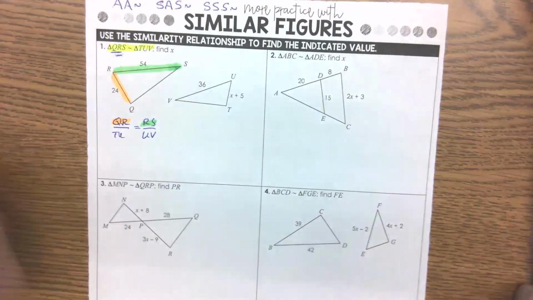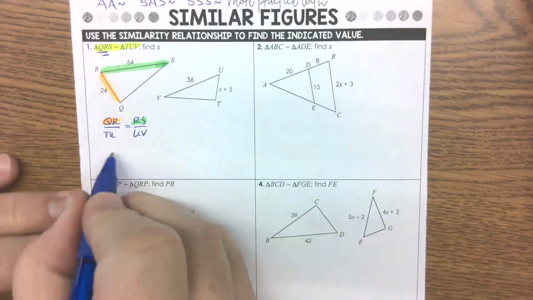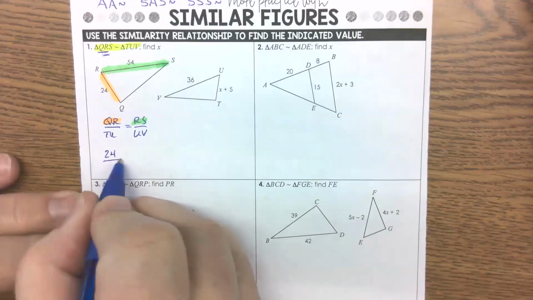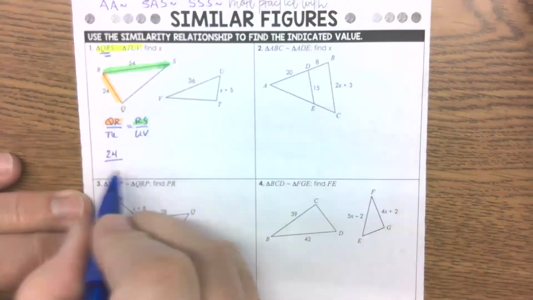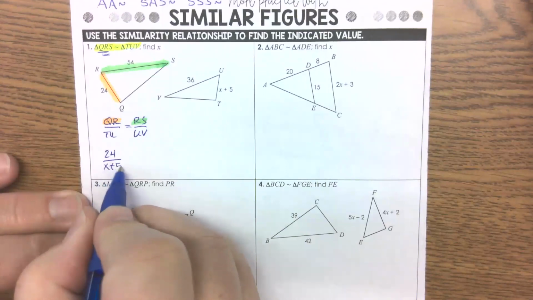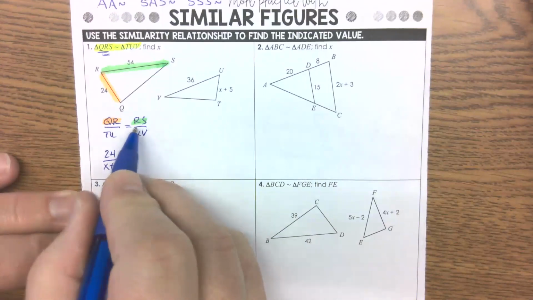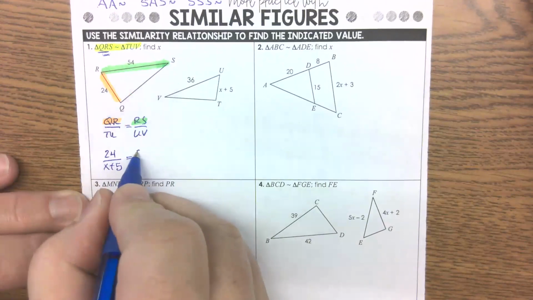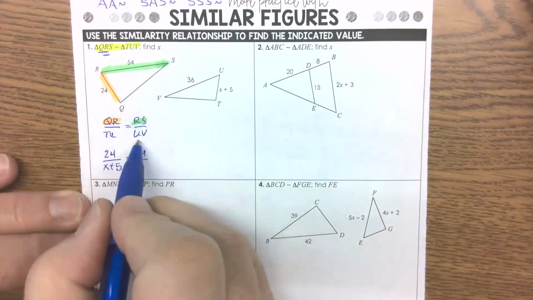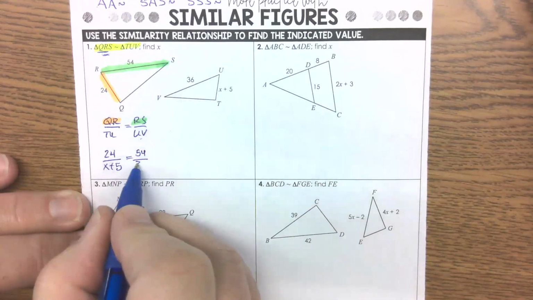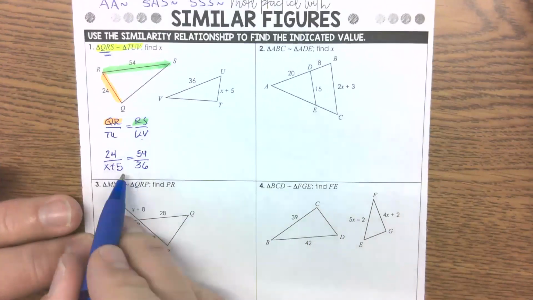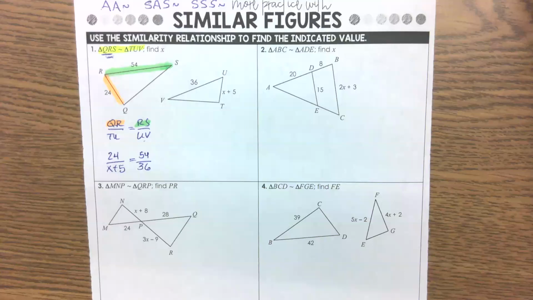So now I can substitute. Instead of QR, I'll call it 24. TU over in this shape is x plus 5. RS is this green one, 54. And it says that it matches to UV, 36. What do we call this when I've got a fraction equals a fraction?